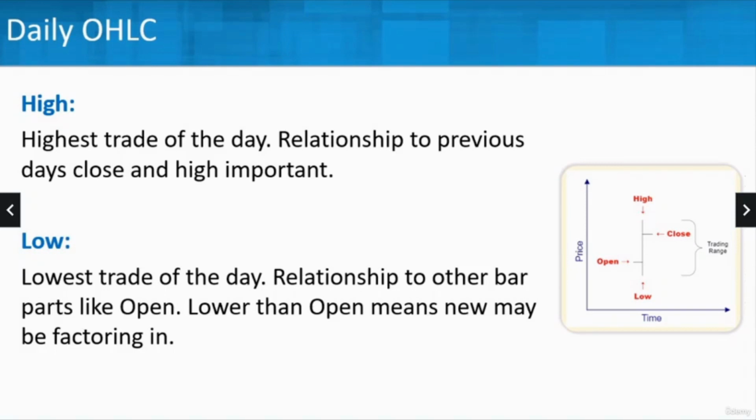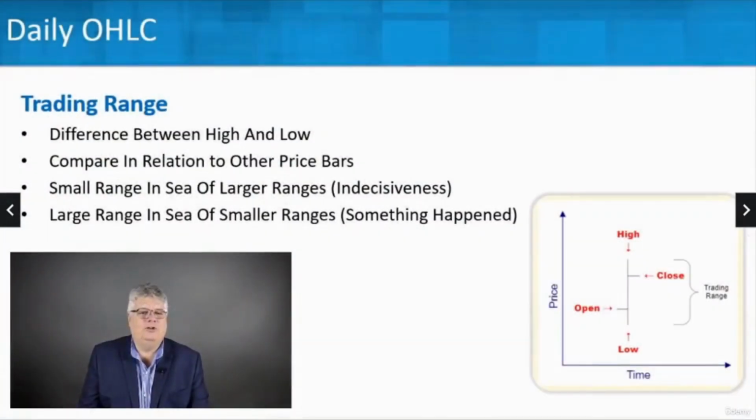So you're looking at that range of price bars. The price bar can tell you quite a bit, and that trading range can tell you quite a bit too. How big is the difference between that high and low bars? Is it a really short difference between the high and low, or is it a really long vertical line going up, and there's a wide range of prices that things are being traded at? So you want to compare that in relation to maybe other price bars that are preceding it.